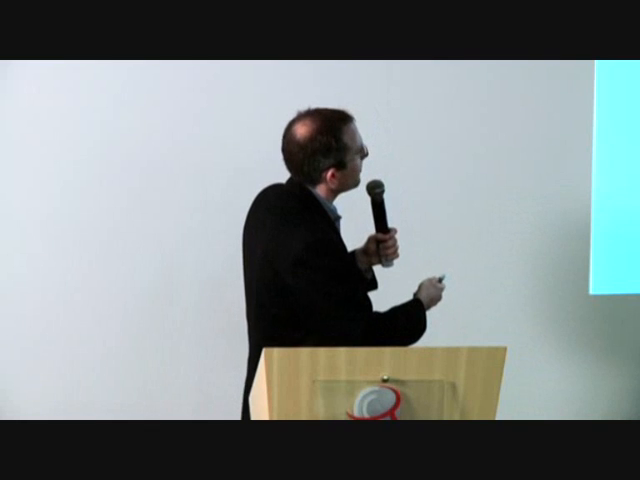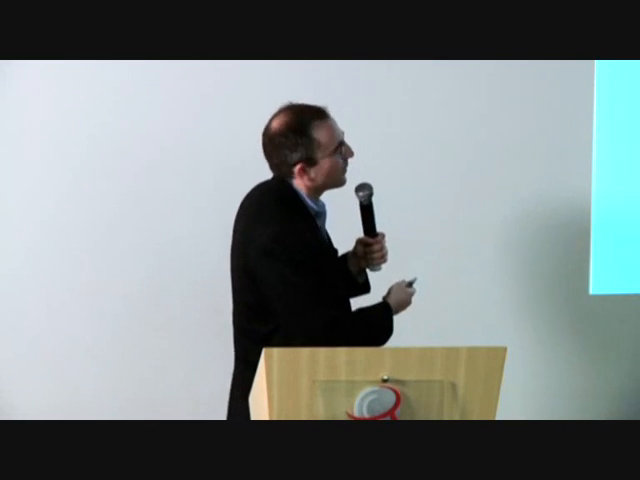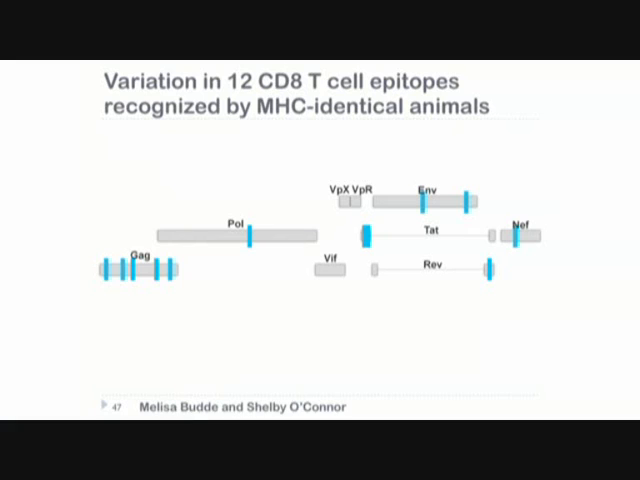Here again is a schematic of the SIV genome. And because of work that Shelby had done previously with these MHC identical animals, we knew that there are 12 CD8 T cell epitopes, which are highlighted in blue, that these animals would likely mount immune responses against. Because the animals are MHC identical, we were able to ask the question, in each of these 12 epitopes, in each of the 3 animals, how many selected for escape variants? So we were looking at a denominator here of 36 epitopes.